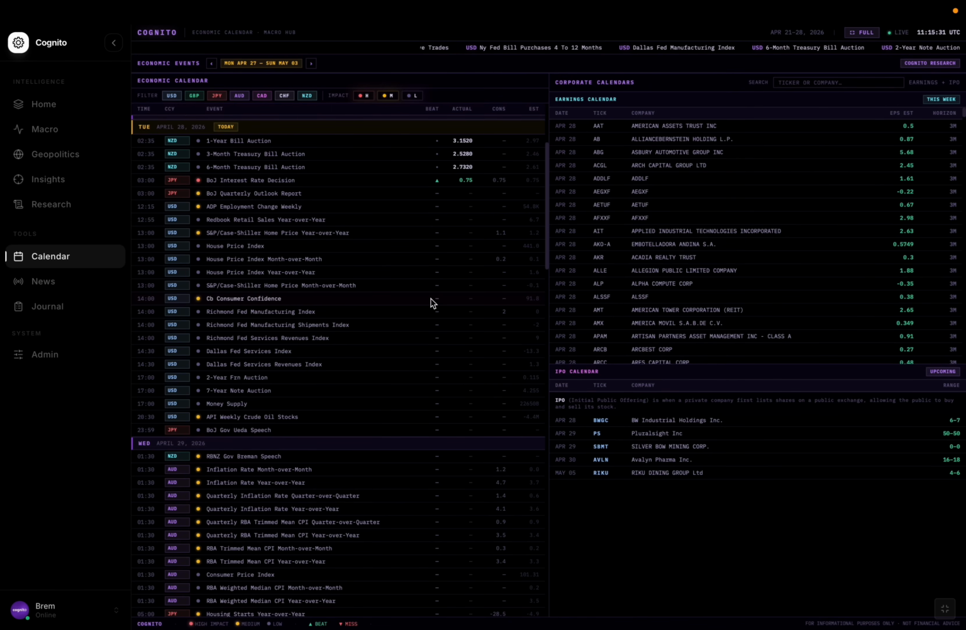Inside the economic calendar, you can see events from all G8 currencies, company earnings here, which you can individually search for tickers, and then also IPO releases, so you can always be ahead of the market and be prepared for these big events to take place.